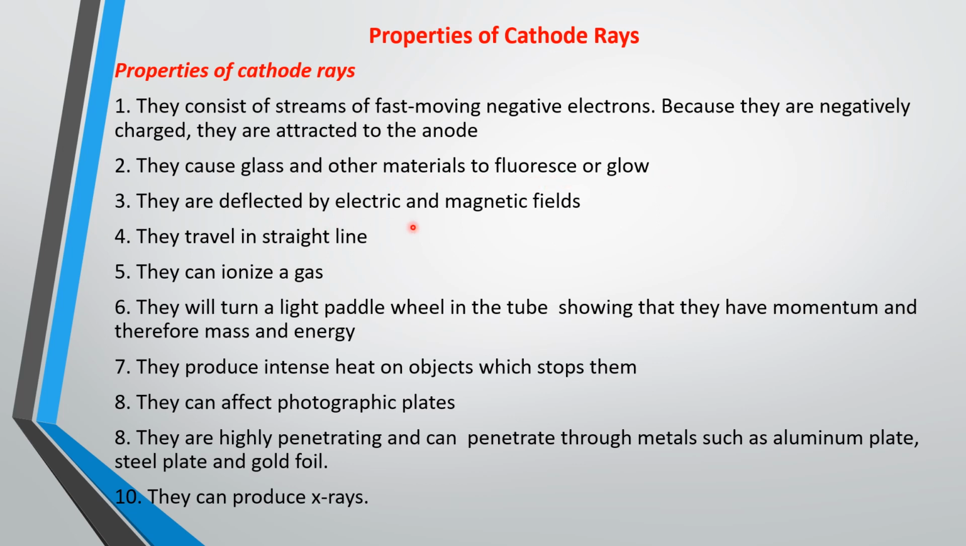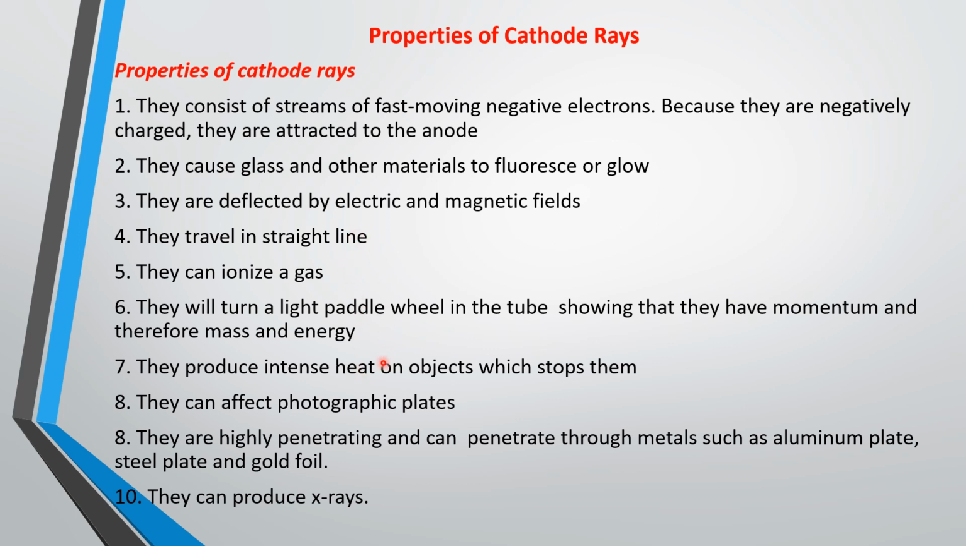They are deflected by electric and magnetic fields, and they travel in a straight line. They can ionize a gas. They will turn a light paddle wheel in the tube, showing that they have momentum and therefore mass and energy. They produce intense heat on objects which stops them. They can affect photographic plates. They are highly penetrating and can penetrate through metals such as aluminum plate, steel plate, and gold foil. They can produce X-rays. So these are some of the properties of cathode rays, and you need to take note of them.